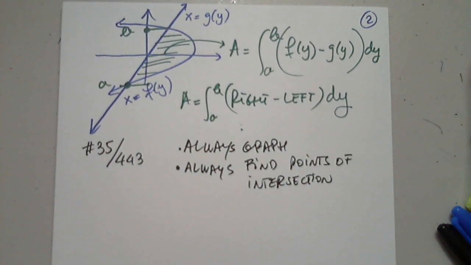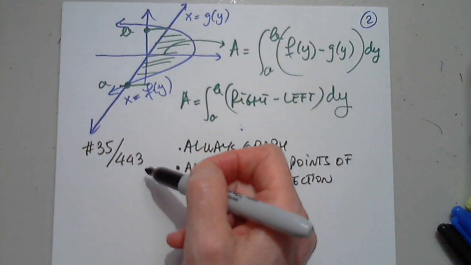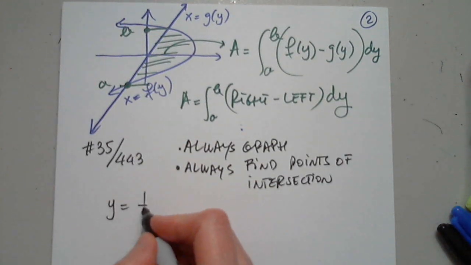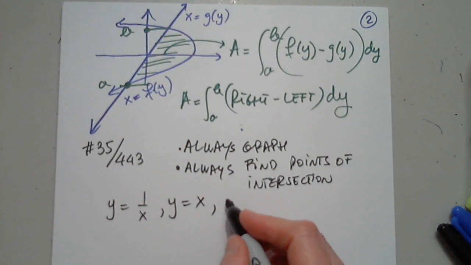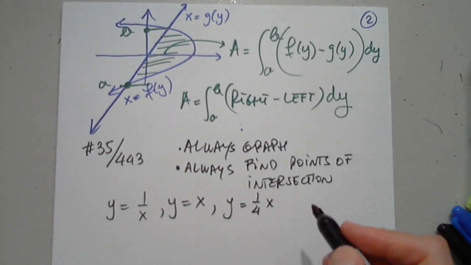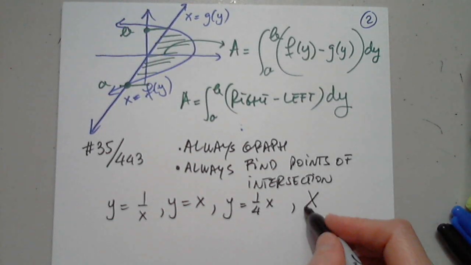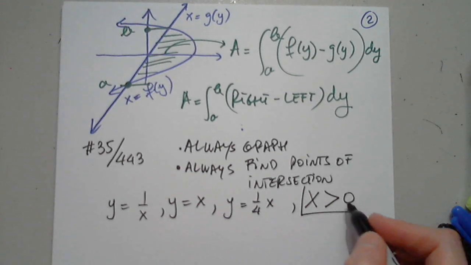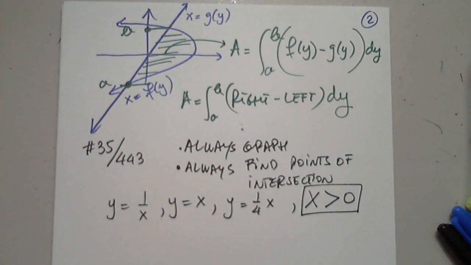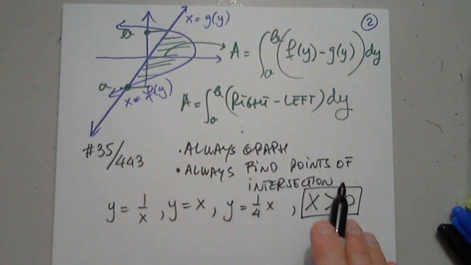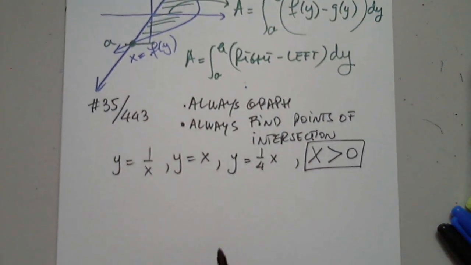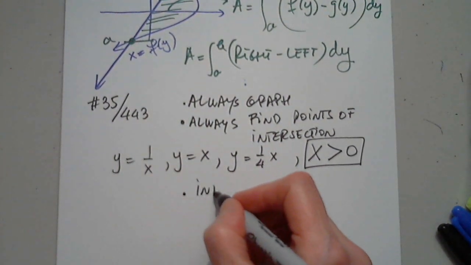Okay, so in 35 on page 443, we are given y equals 1 over x. We are given y equals x. We are given y equals 1/4 x. And we are also told that we are only talking about the positive side of the x-axis. So first we have to graph, then we have to find points of intersection, and only then we integrate.